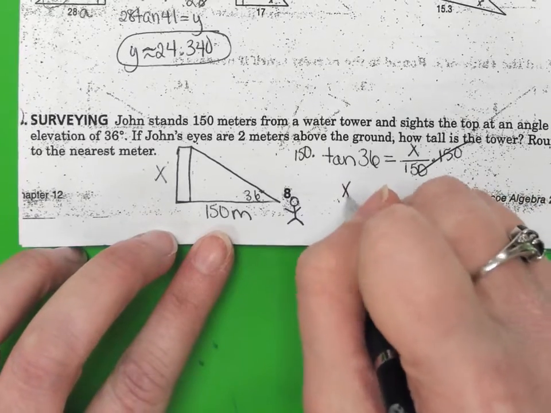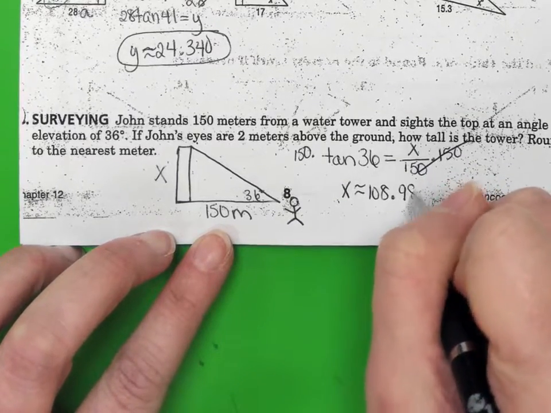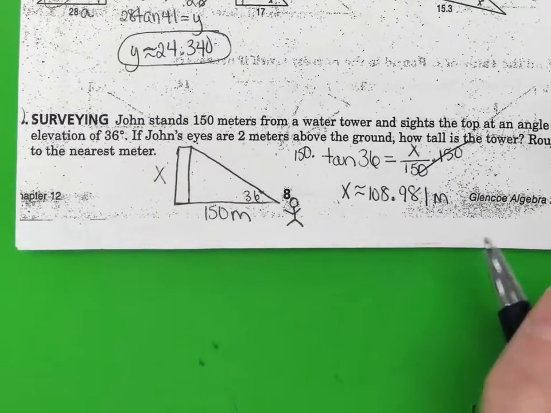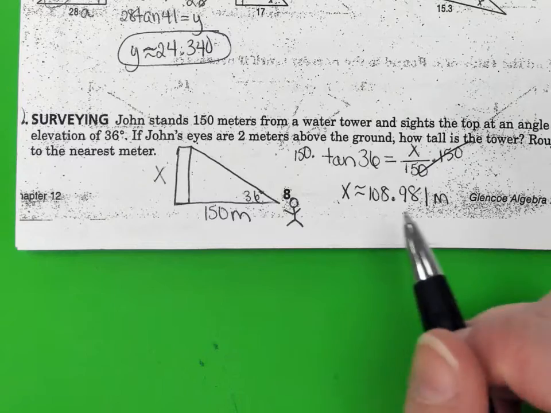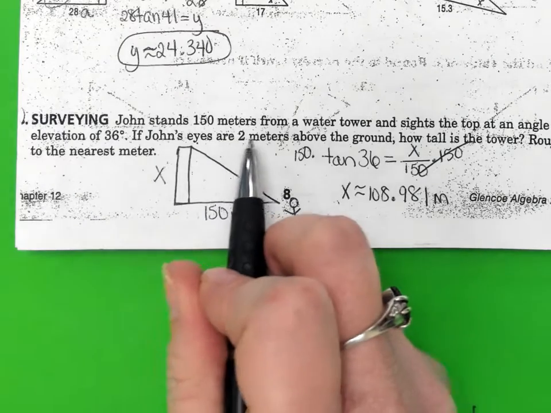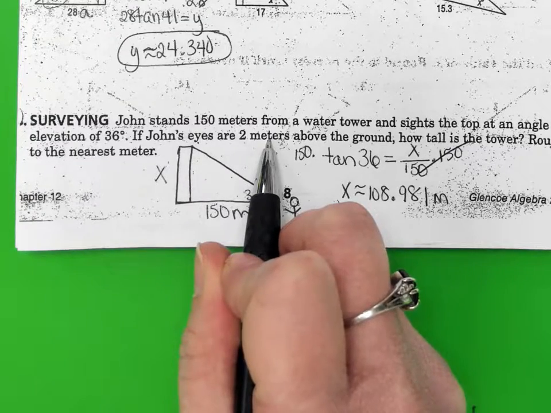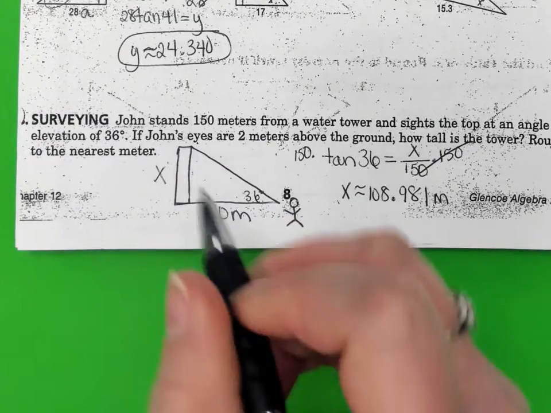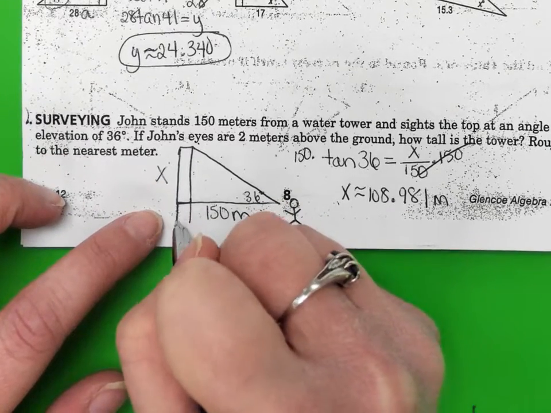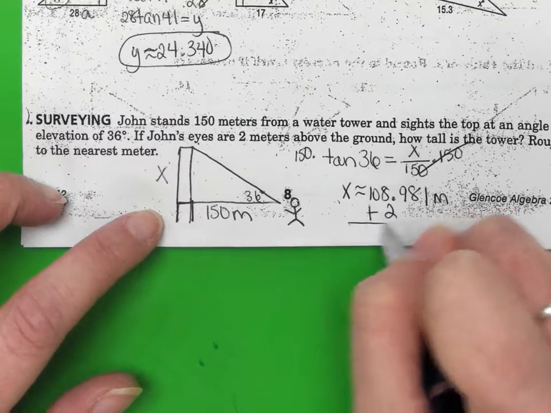8.981 meters, right? But that's not our answer because John's eyes are 2 meters off the ground, right? So that means that what we were looking at is from 2 meters. So we have an extra 2 meters down here. So you just add that 2 meters. Does that make sense to everybody?